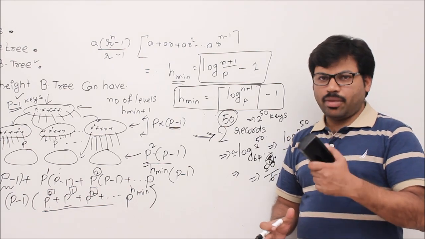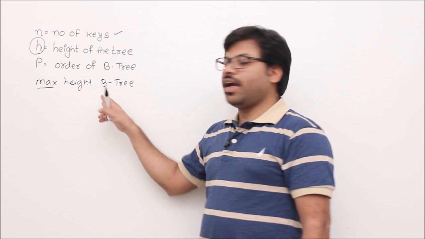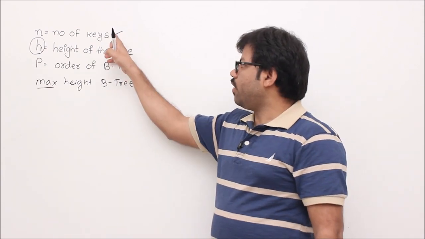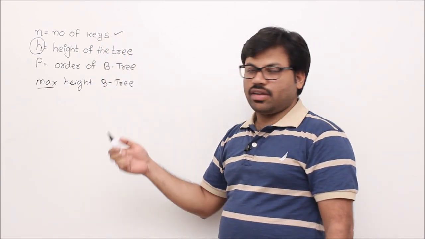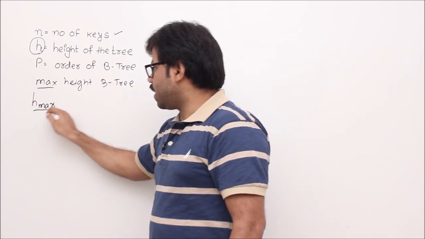We have to calculate maximum height also. We will do that. Now we'll see the second problem. What is the maximum height of a B tree we can have? So you have n keys and the height of the tree is what we have to find out. Let's denote it by h max. So what is the h max value?